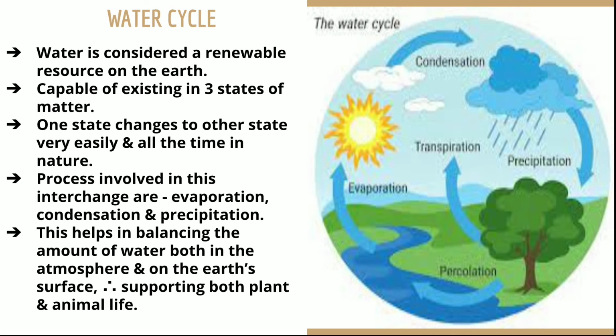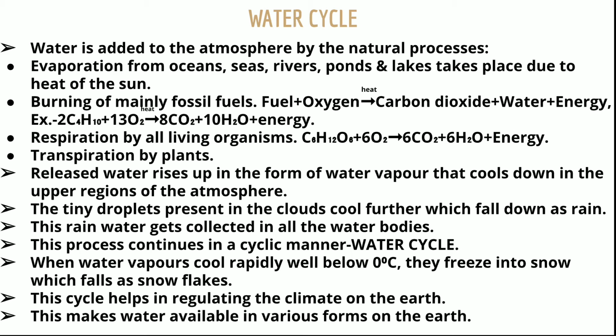We all know that it exists in three states of matter, and it is changing from one state to another all the time in nature. This interchanging process involves three steps, that is evaporation, then condensation, then precipitation. Now this helps in balancing the amount of water both in the atmosphere and on the earth's surface. Therefore it supports both plant and animal life. Next, for this process, water is added to the atmosphere by natural processes.